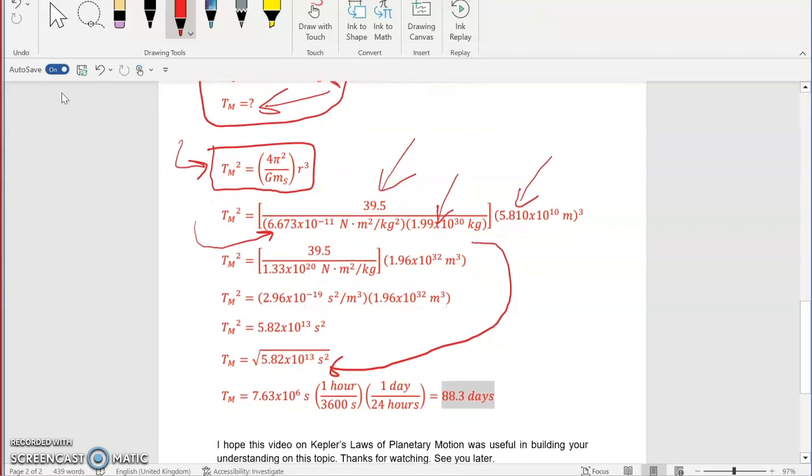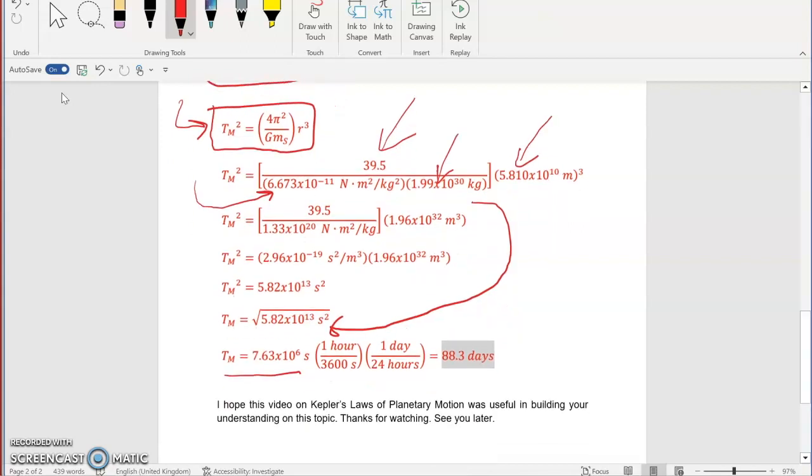And then we get 7.63 times 10 to the power of 6 seconds. However, the question did specify the answer needs to be in days, so we convert it into days, performing the following calculations here, and hence we get 88.3 days as the period, which is the answer.